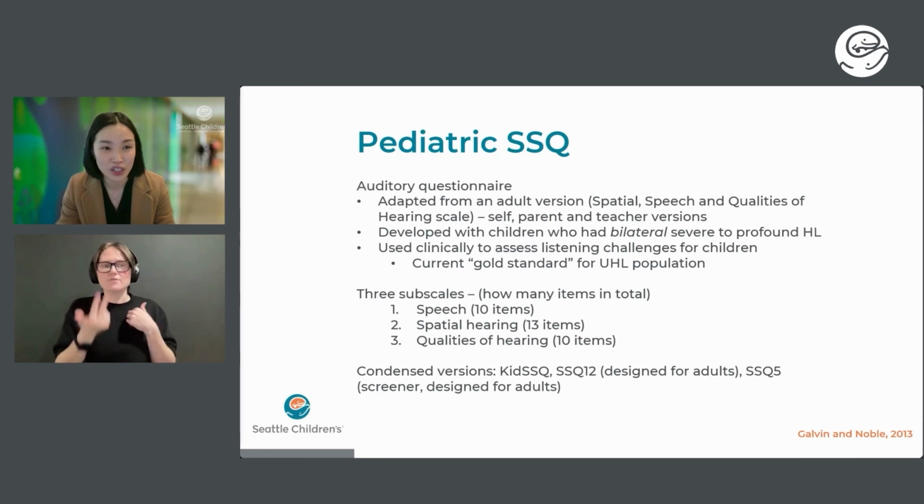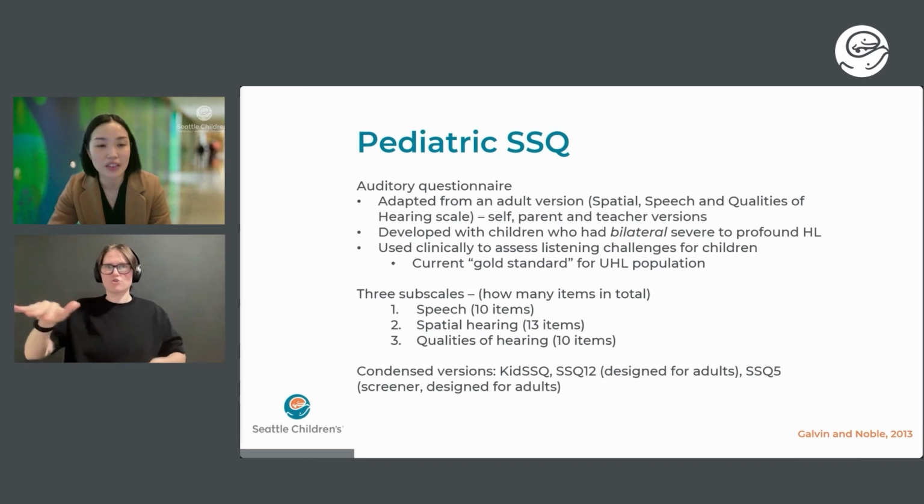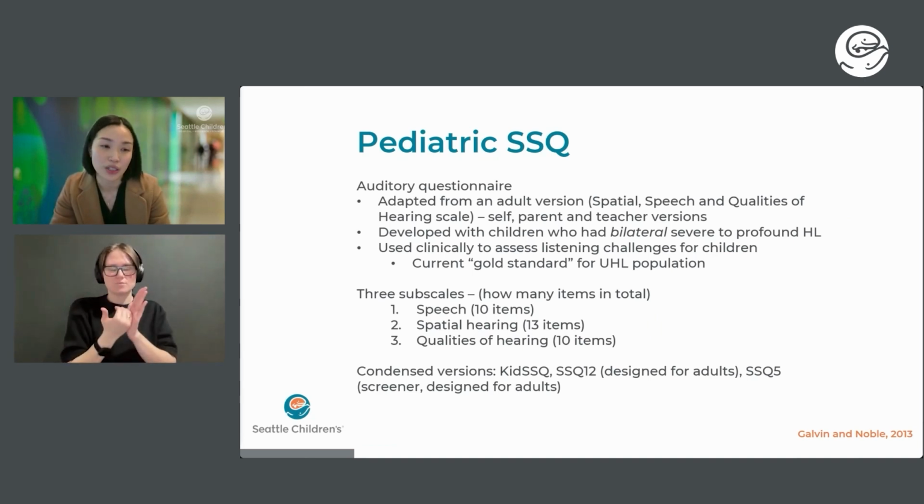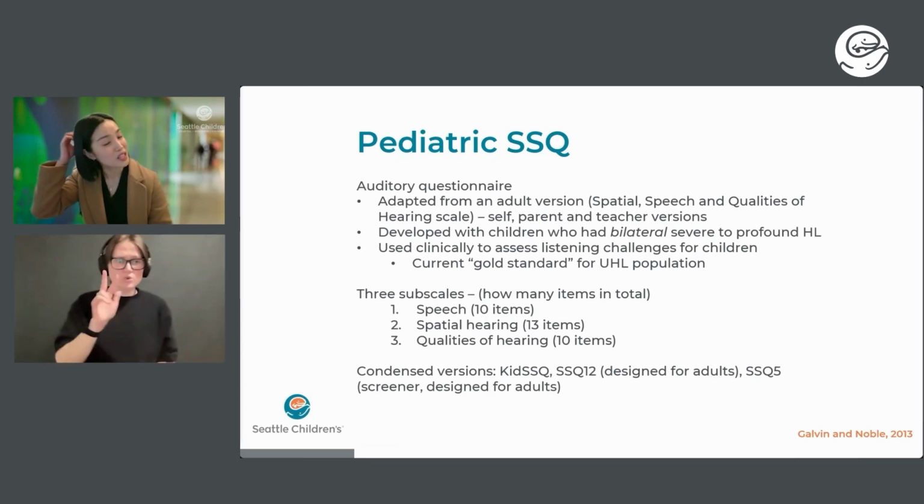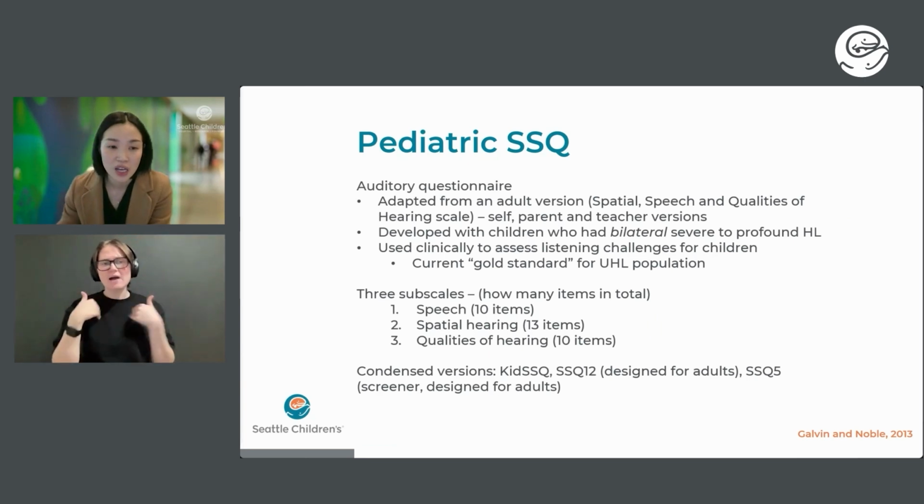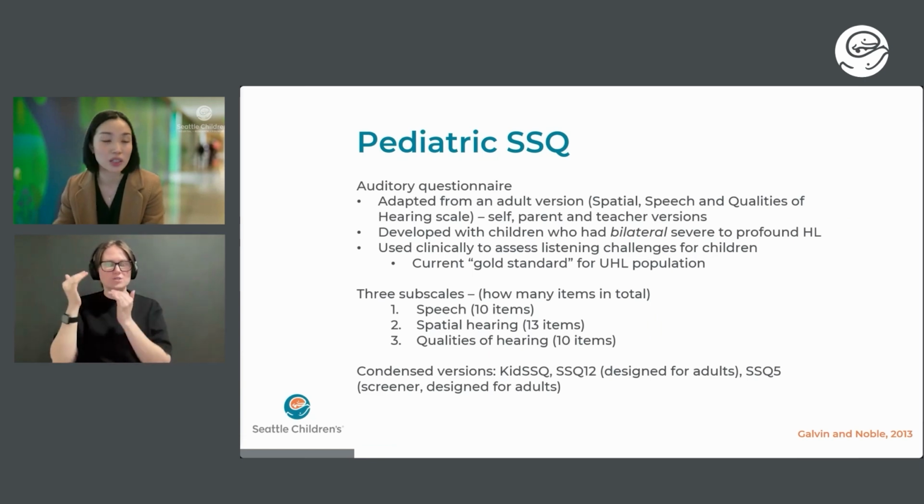We have 3 subscales to the pediatric SSQ, with a 33-item questionnaire in total. The first subscale is speech, that's 10 items. The second is spatial hearing, so where sounds are coming from in space, localization and things like that, that's 13 items. And the third is the qualities of hearing scale, which is 10 items. So 33 items is quite a few items. It's a long questionnaire, so there are some condensed versions. The KID SSQ came out in 2022 or 2023, I believe, and that is a shorter version of the pediatric SSQ for the self-completed version. And then there's the SSQ-12, which was designed for adults, but clinically it is very widely used for kids with unilateral hearing loss who are older.